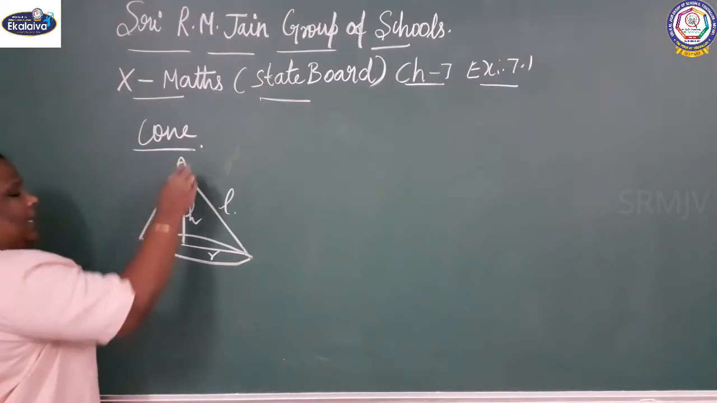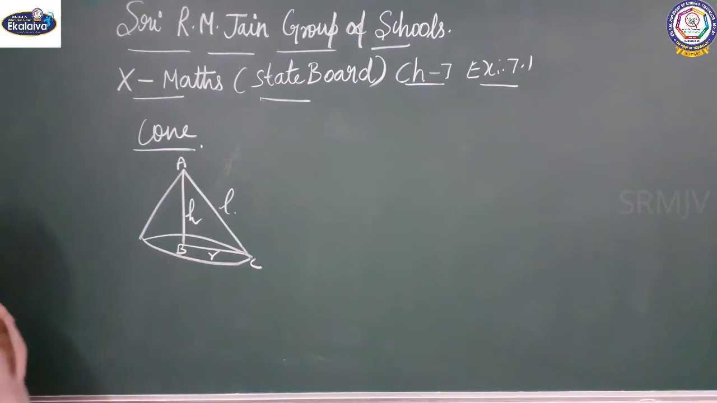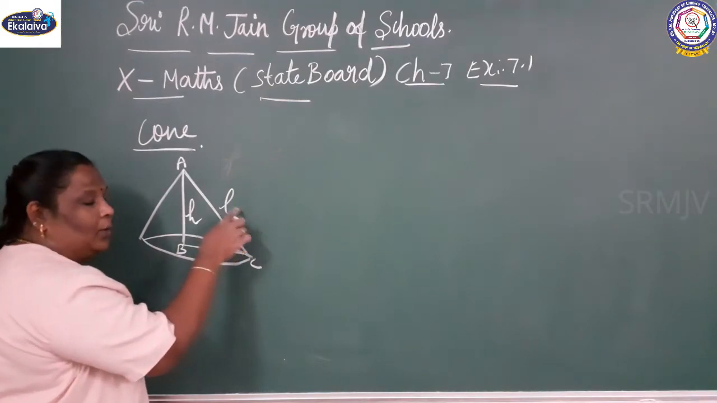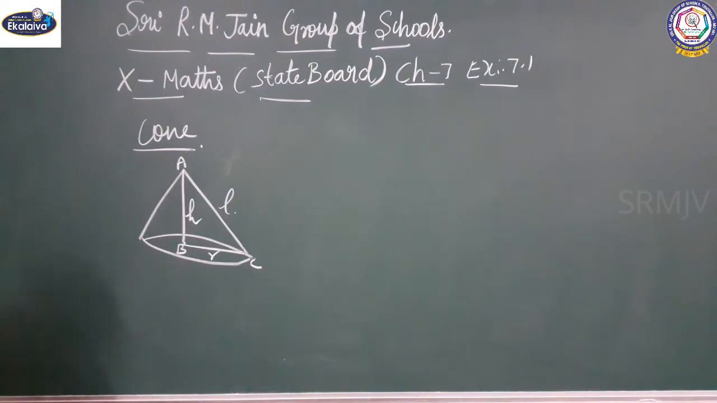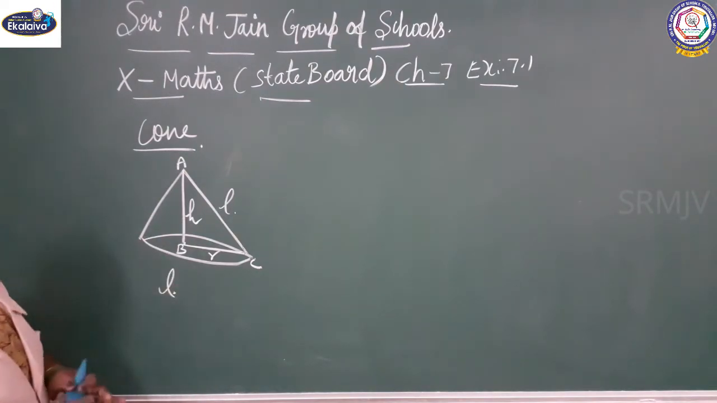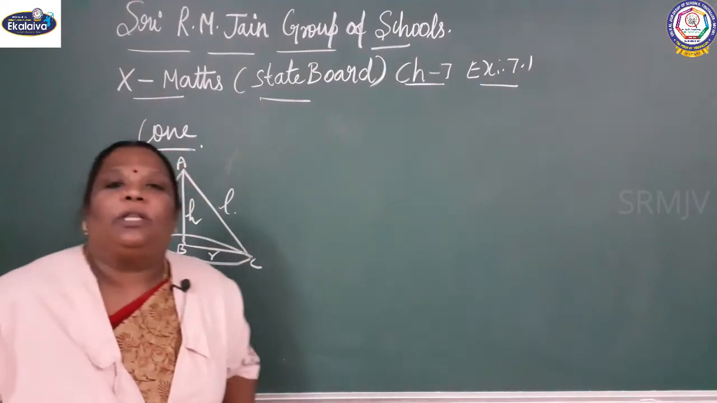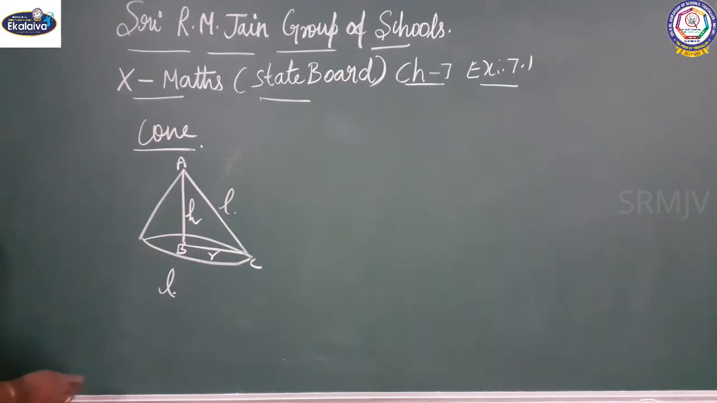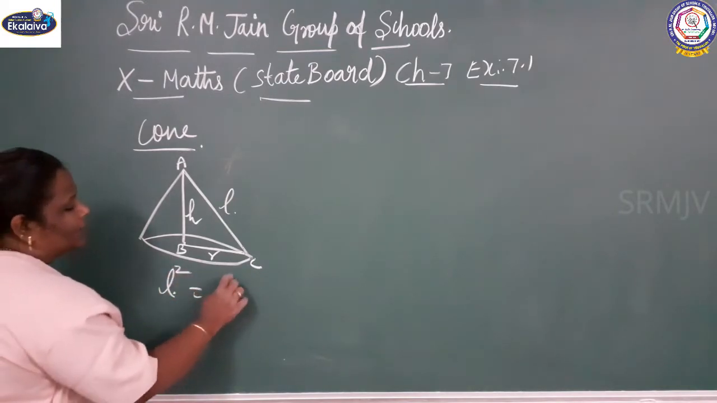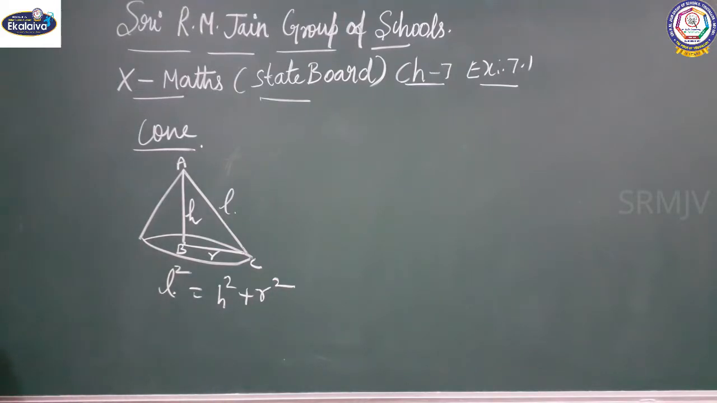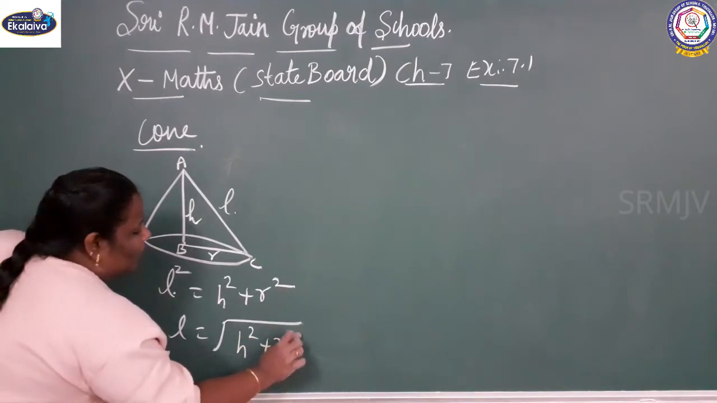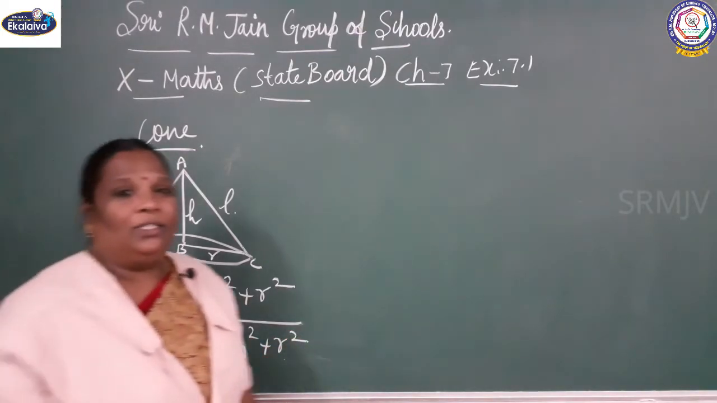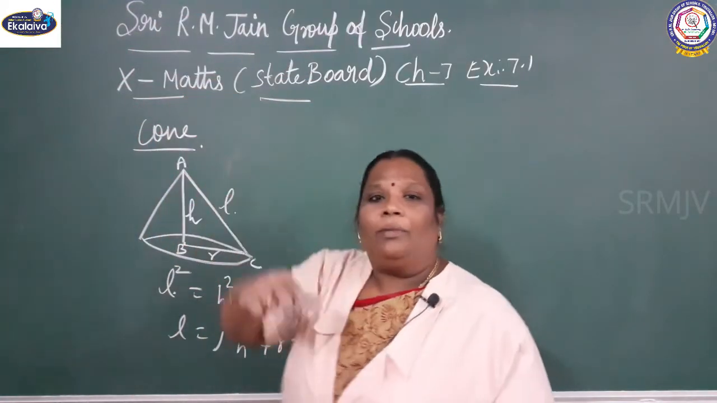So you can take it as a right angle triangle A, B, C. This is the slant height of the cone, this is the height of the cone, and this is the radius of the cone. If you want to find the slant height, it is a right angle triangle, so you can use the Pythagoras theorem. L square equals h square plus r square, so L equals root of h square plus r square. You can imagine a birthday cap, a conical cap.